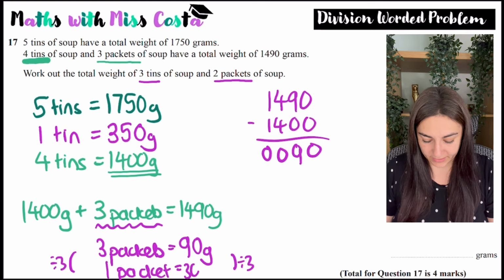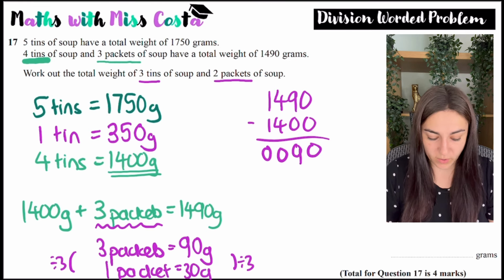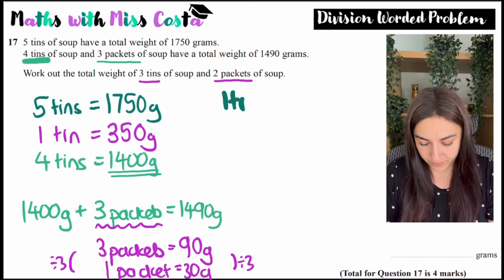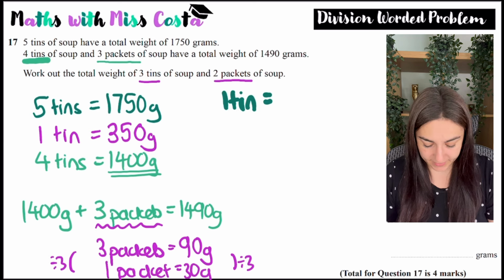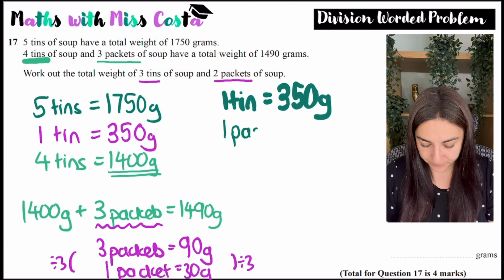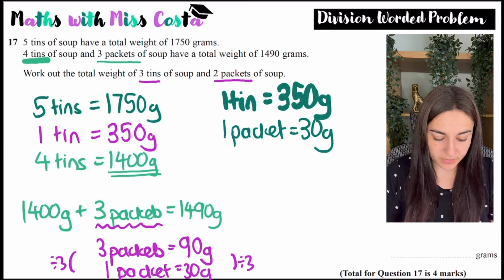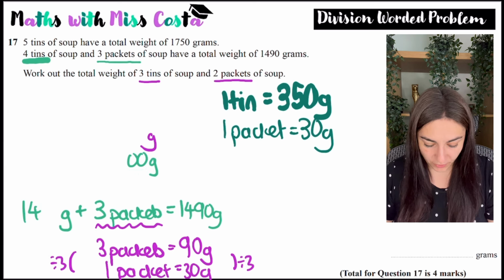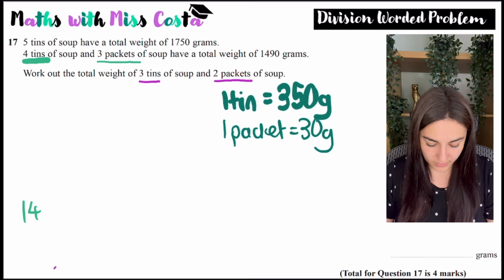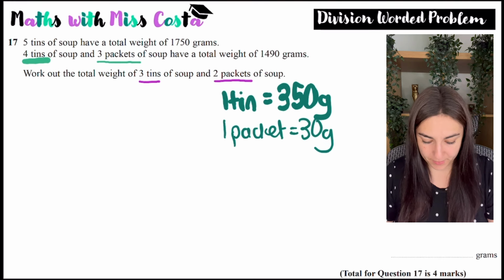is 30 grams. So I know that 1 tin of soup, which I've previously worked out, is 350 grams, and 1 packet is 30 grams. So now I need to work out the total weight of 3 tins of soup and 2 packets of soup.